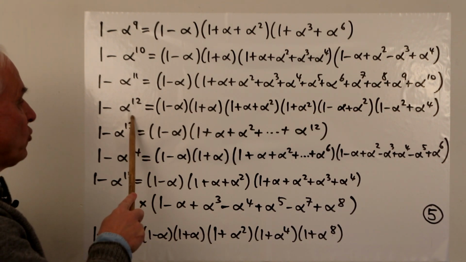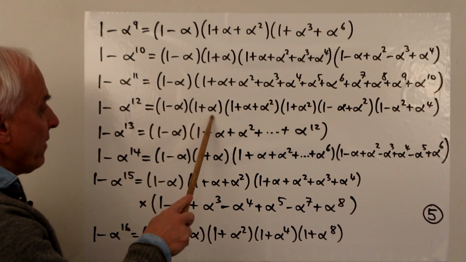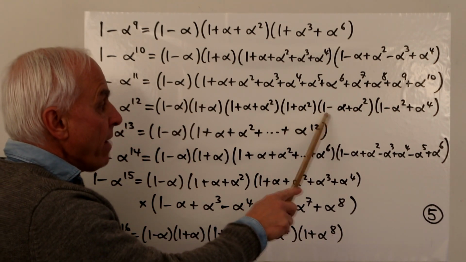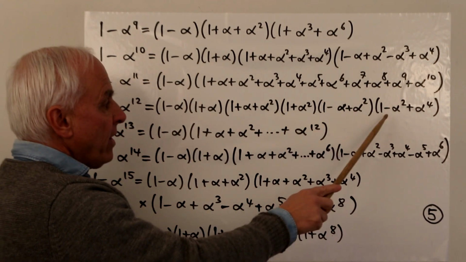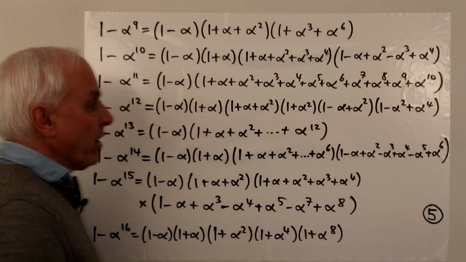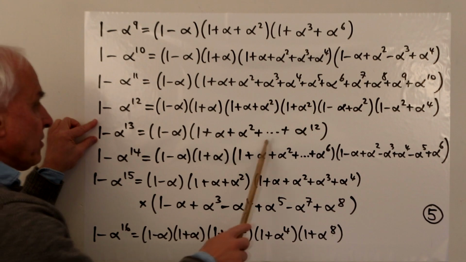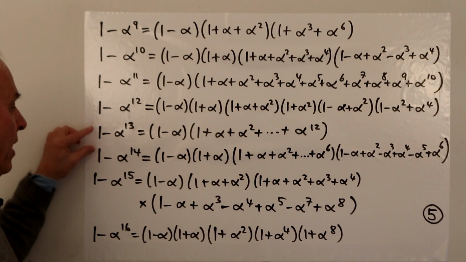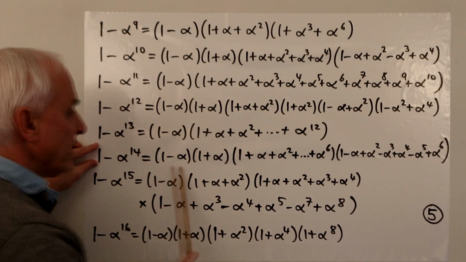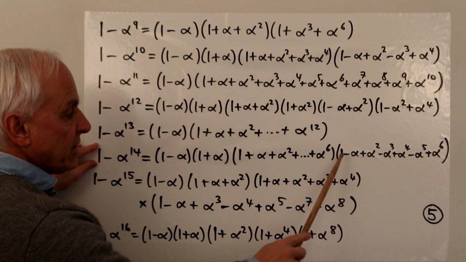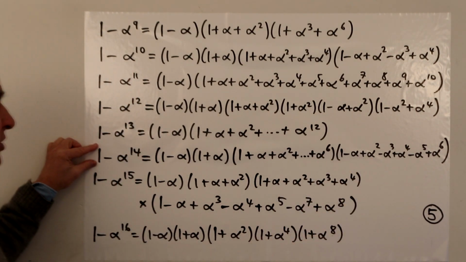1 minus alpha to the 12: 1 minus alpha, 1 plus alpha, 1 plus alpha squared, 1 plus alpha plus alpha squared, 1 minus alpha plus alpha squared, and 1 minus alpha squared plus alpha to the 4th. 1 minus alpha to the 13, that's somewhat predictable. 1 minus alpha to the 14, something like this, with this term here and this term here being very close, except here the coefficients are alternating.